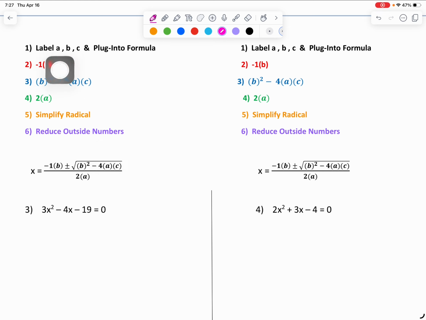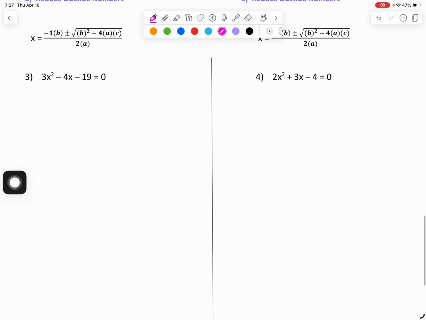So step 1, label A, B, C, and plug it into the formula. So again, same thing. A equals 3. B equals negative 4. C equals negative 19. Wonderful job. We will plug it in. X equals negative 1, open, times our B of negative 4, plus minus.